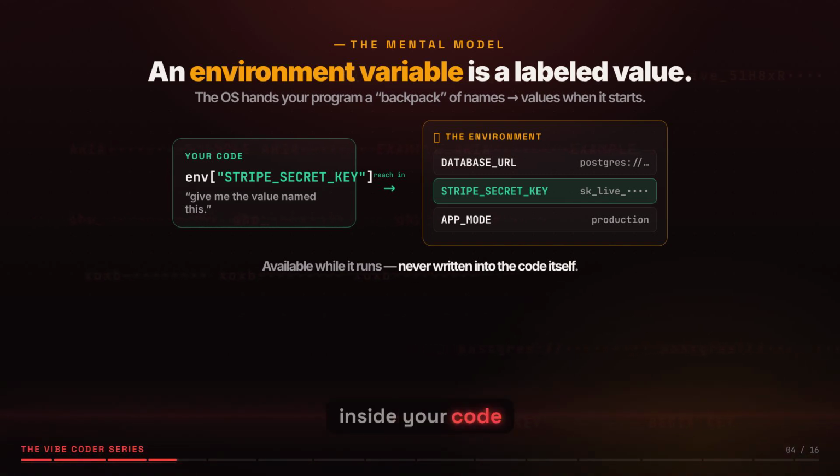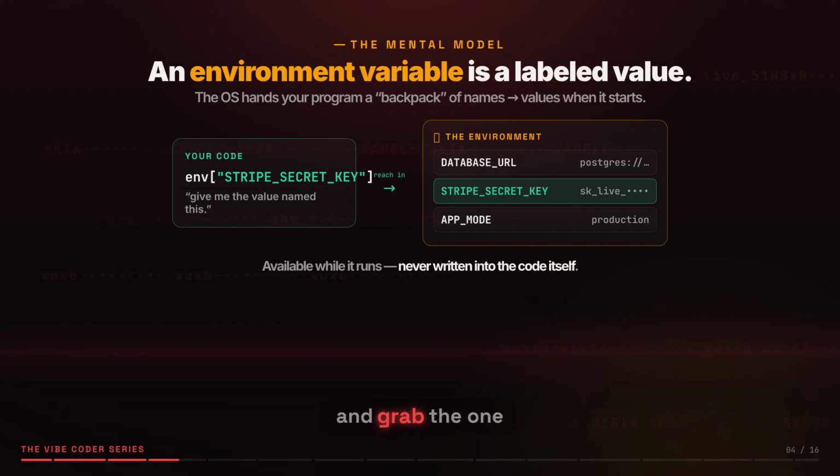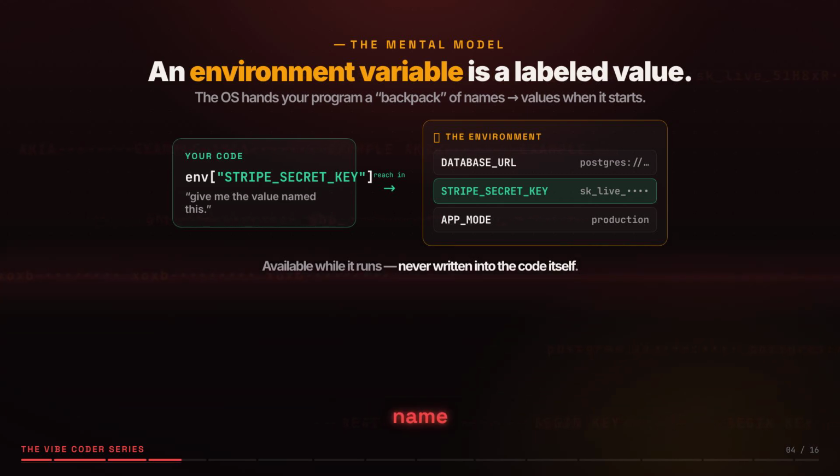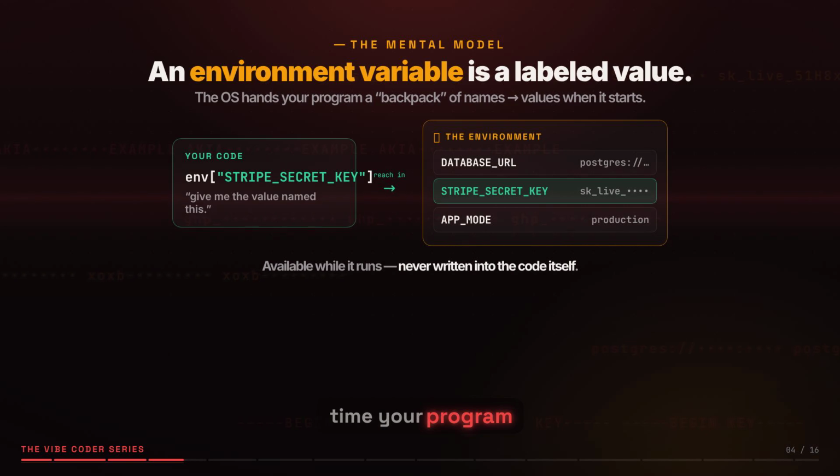Then, inside your code, you simply reach into the backpack and grab the one you want by name. The value stays available the whole time your program runs, but it is never written into the code itself. Same program, different backpack, and you get completely different behavior without touching a single line. That separation, your code in one place and your secrets in another, is exactly what the whole industry has quietly standardized on, and it's why this pattern shows up in basically every serious project you'll ever open.